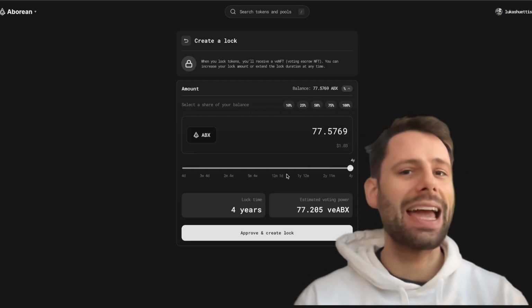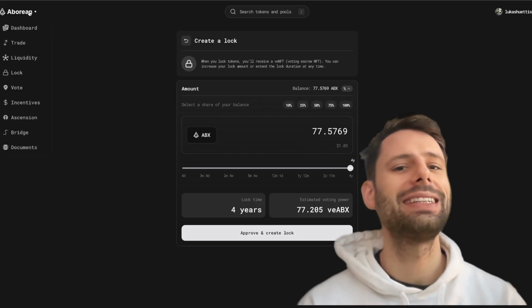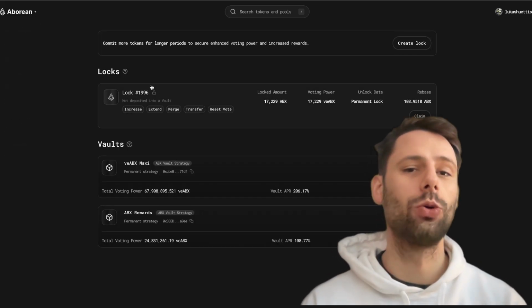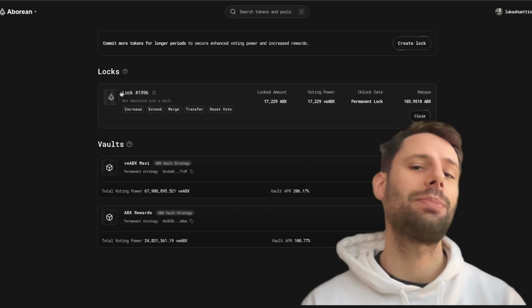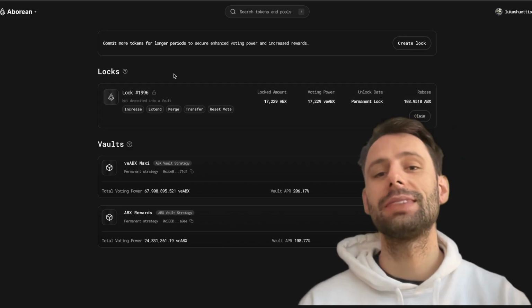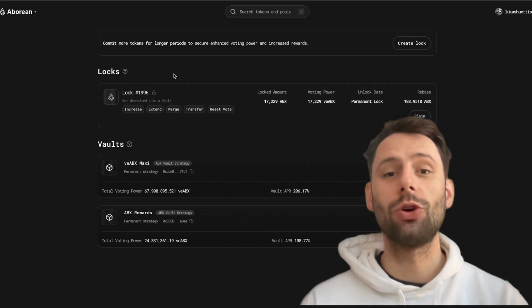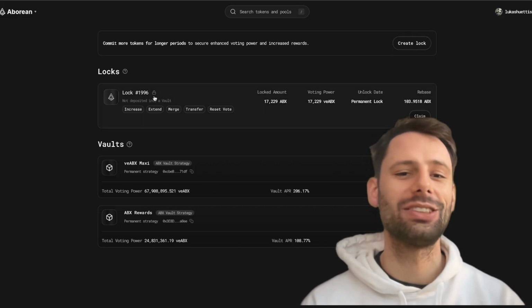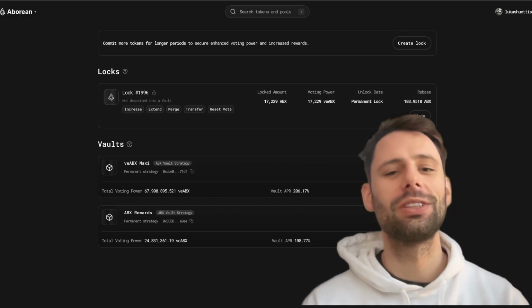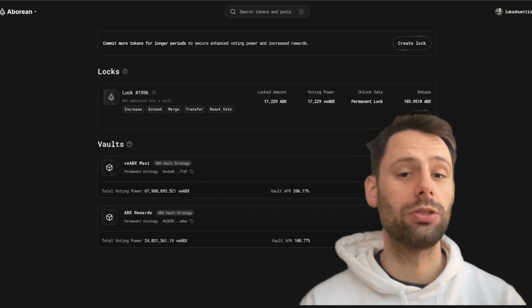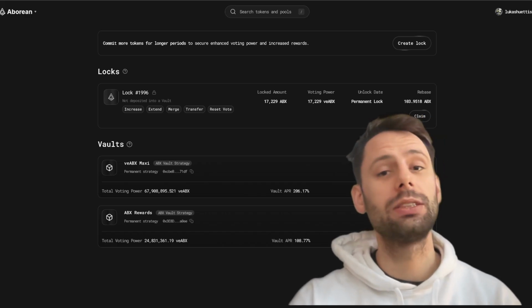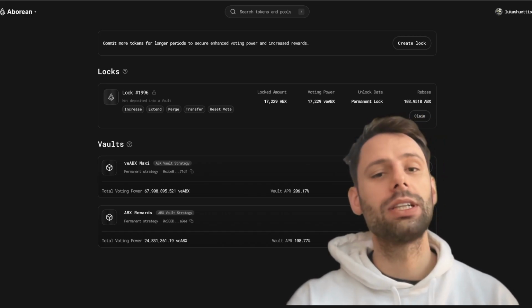If you've been an Abstract power user, then you might actually have some ABX tokens or some veABX tokens. They were auto-locked in your account, so make sure to check this. In Aborean Finance, you might actually have some tokens there that you can vote with on a weekly basis. If you've been one of those lucky people, then do this, because if you do the voting, then it definitely makes sense.